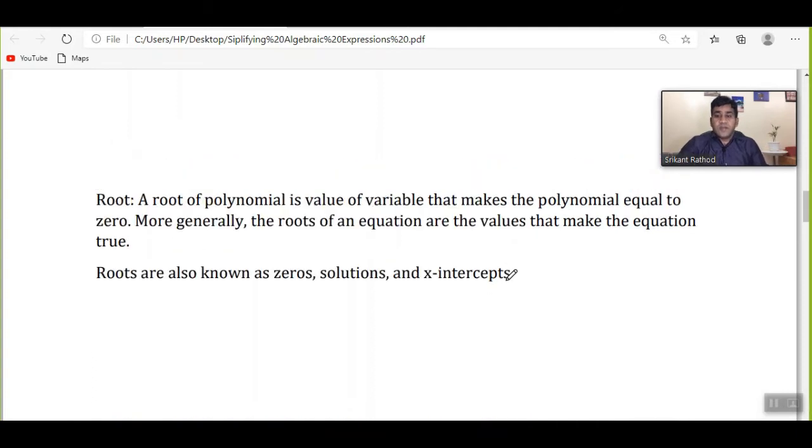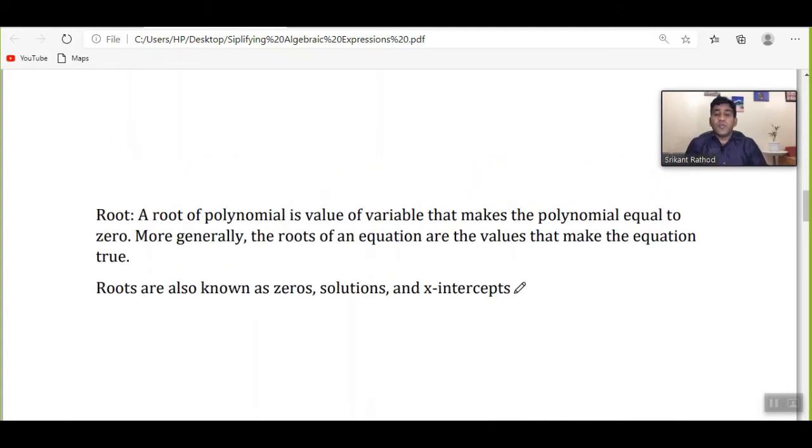All right, a root of a polynomial is a value of the variable that makes the polynomial equal to 0, as I mentioned. More generally, the roots of an equation are the values that make the equation true. The roots are also known as zeros, solutions, or x-intercepts.